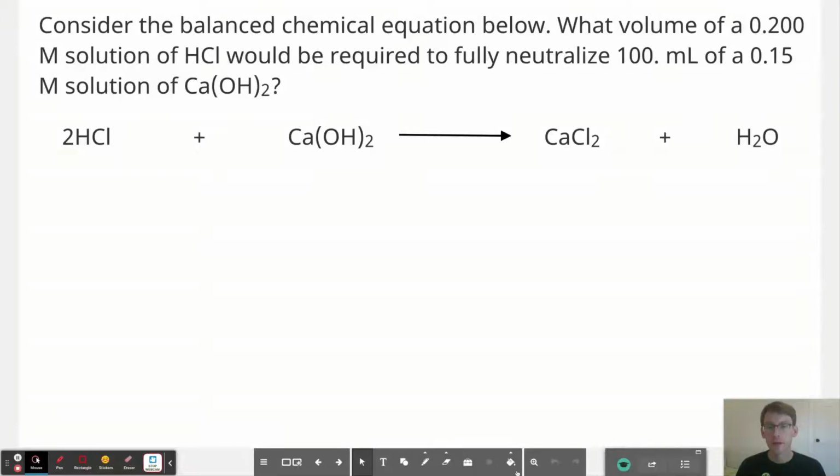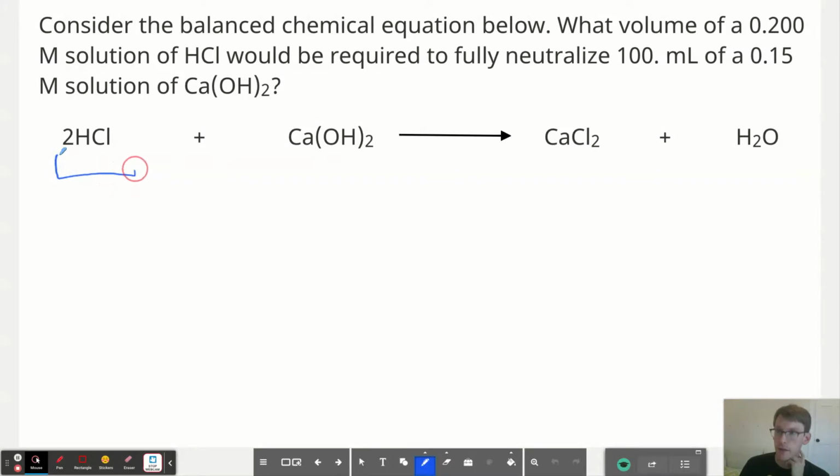In this video, we're going to learn how to do calculations of solution stoichiometry. So here's a problem. Consider the balanced chemical equation. What volume of a 0.200 molar solution of HCl would be required to fully neutralize 100 milliliters of a 0.15 molar solution of Ca(OH)2? So we're asked about the HCl solution, and we're asked specifically for volume.